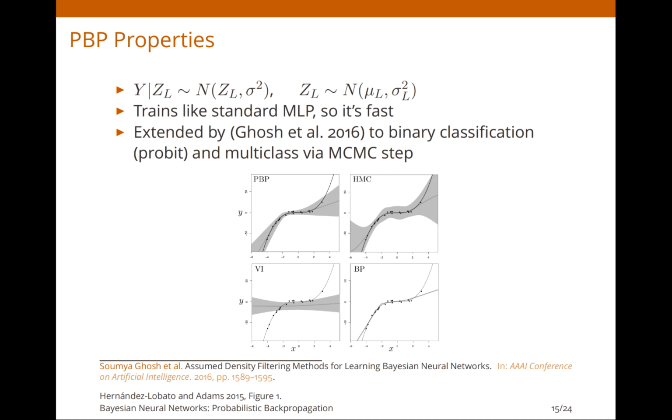It's even been extended to binary classification with a simple transformation. But multi-class classification, so this is when I'm trying to determine, is this a dog or a cat or a fish or some other thing? I have to do MCMC, which again, I don't like that because it slows things down.